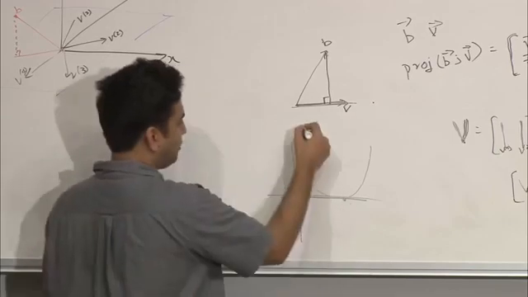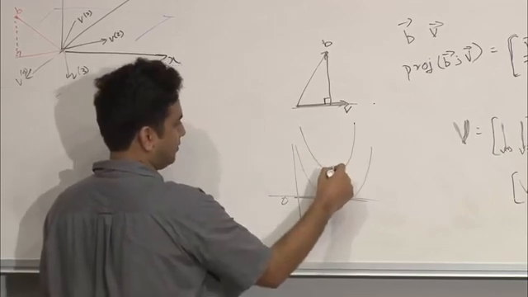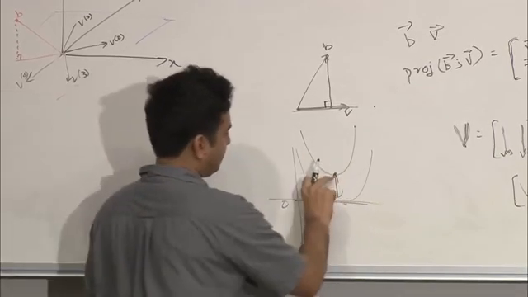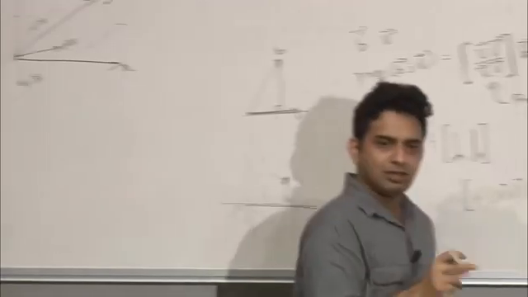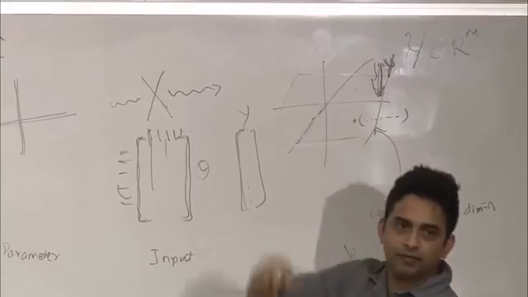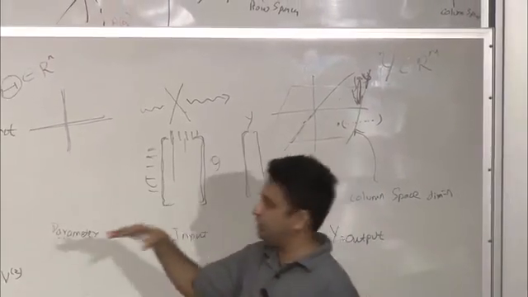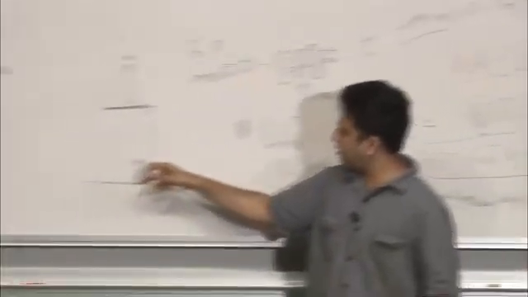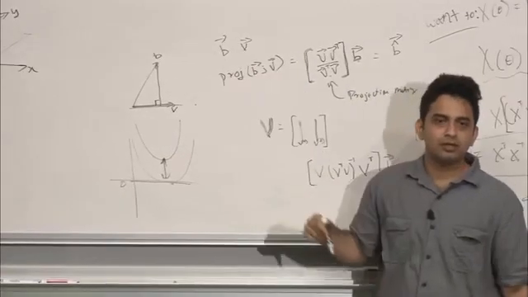If y is not in the column space, it's going to be something like this, where the gap is somewhat analogous to this distance. The farther away you are from your column space, the bigger the lowest error you can achieve.